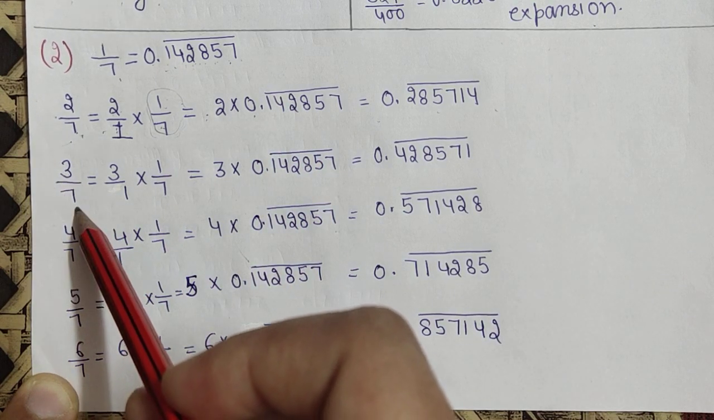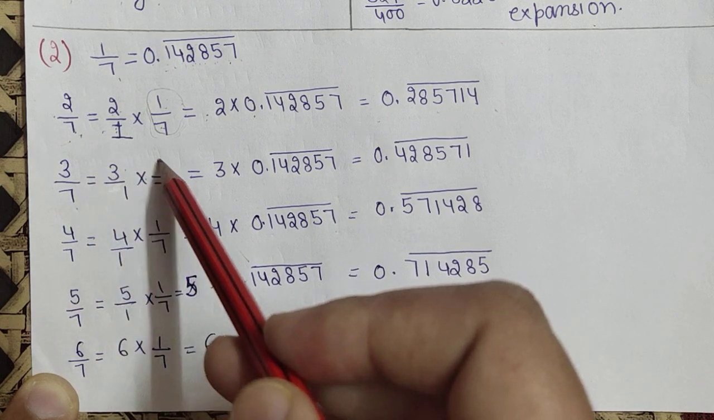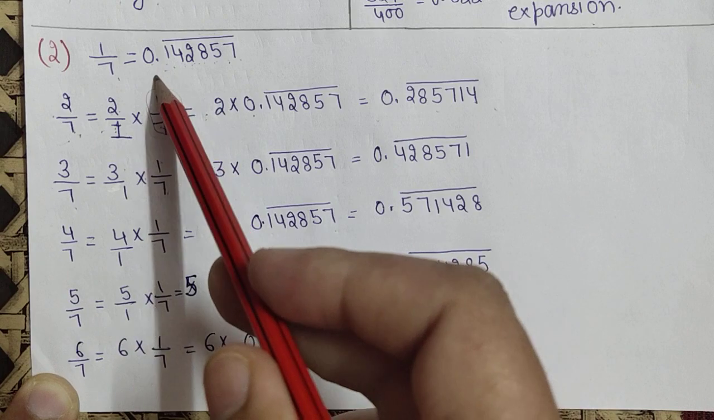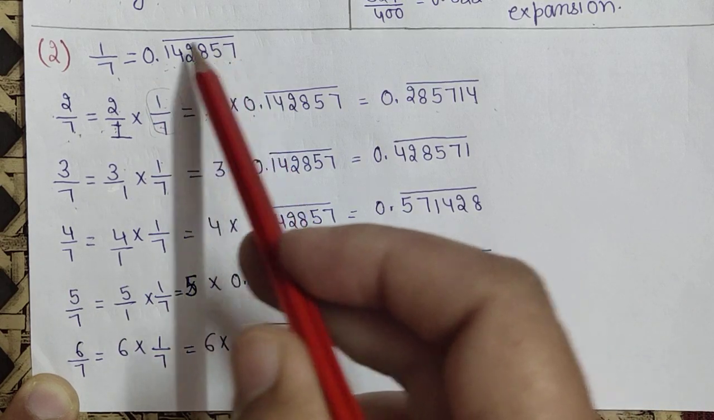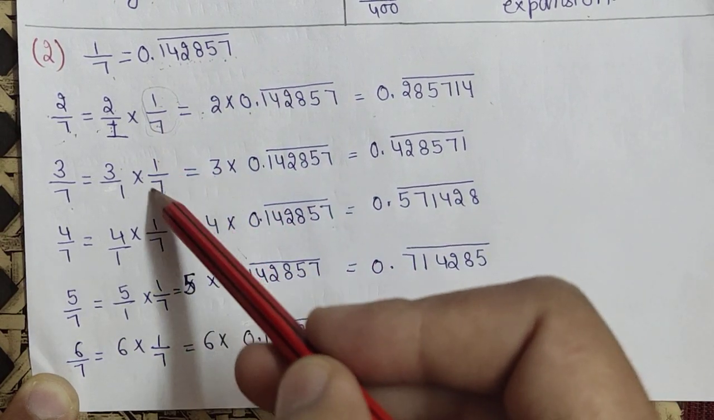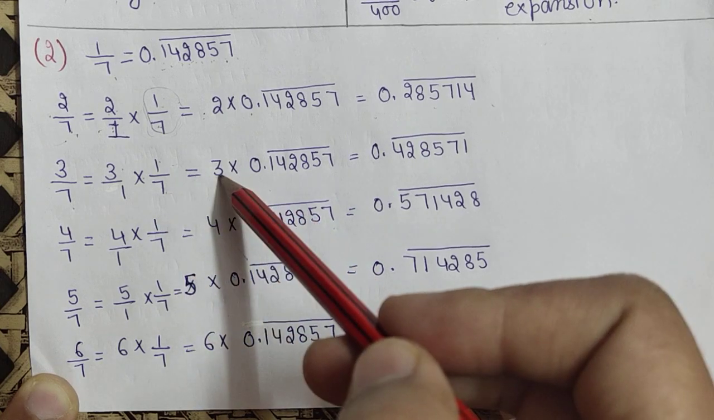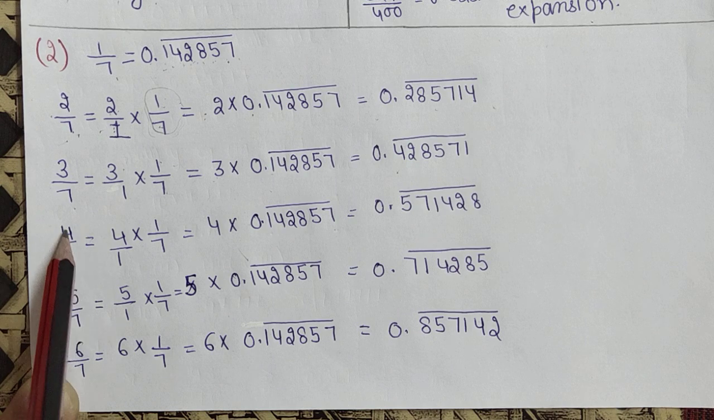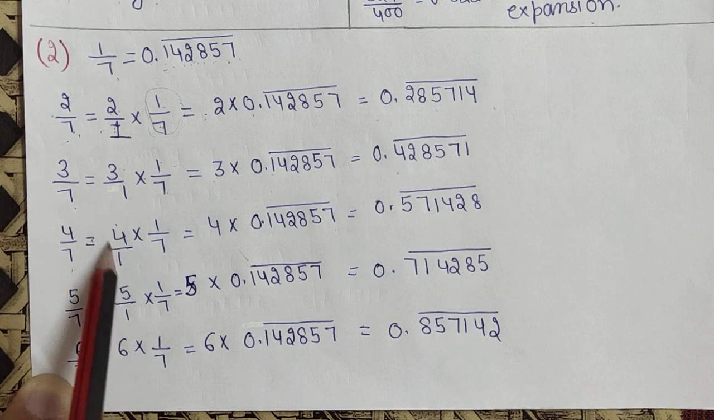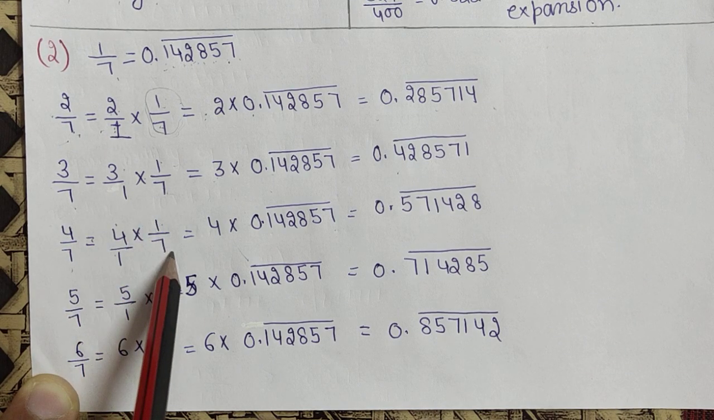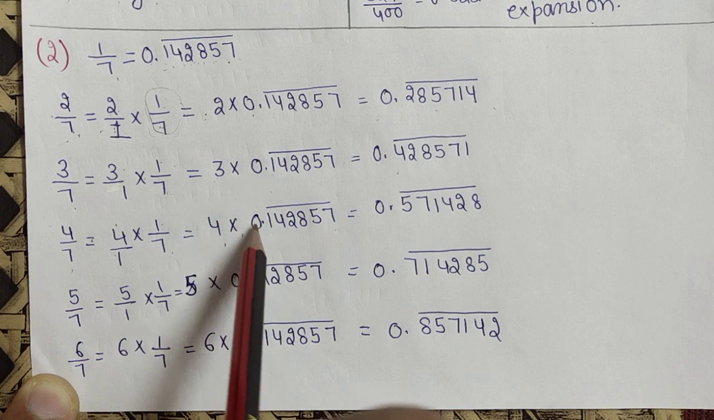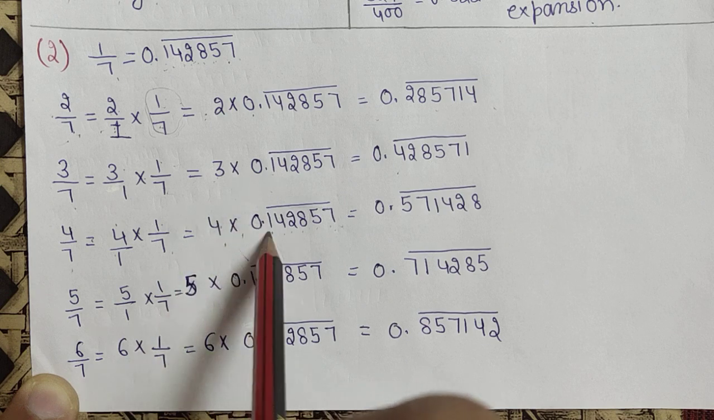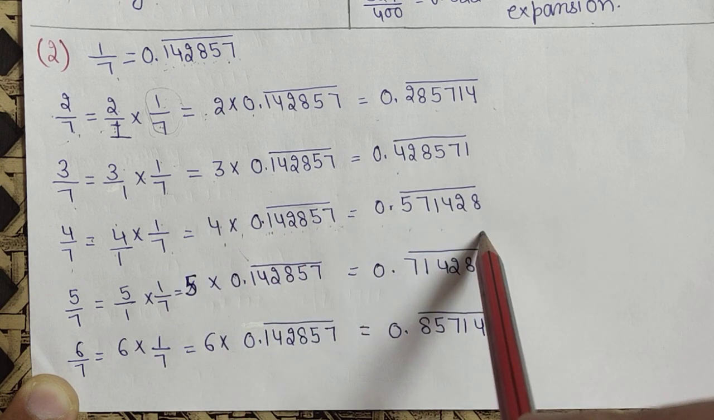After that, 3 by 7 we have to write as 3 by 1 multiplied by 1 by 7. 3 by 1 is 3. 1 by 7 you know is 0.142857 bar. Just substitute the value of 1 by 7 here. After doing multiplication you will get your answer. Similarly 4 by 7 is equal to 4 by 1 into 1 by 7, 4 as it is multiplied by 0.142857 bar. After doing calculation you will get your answer.